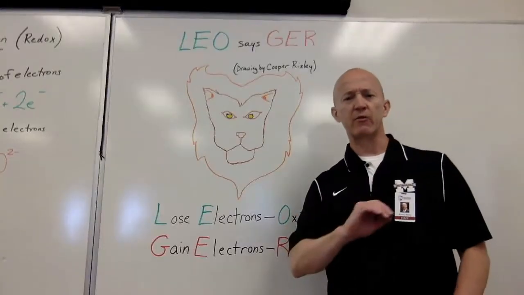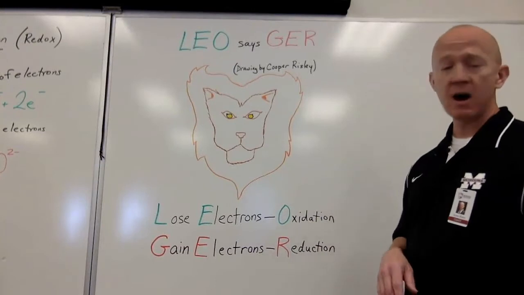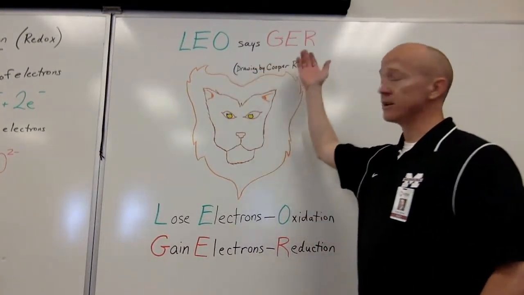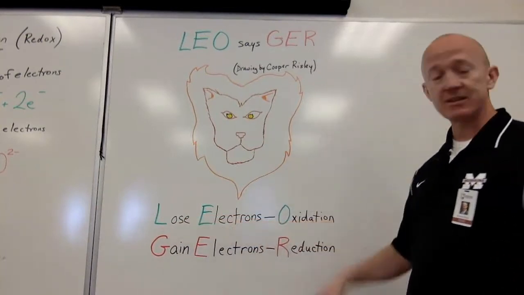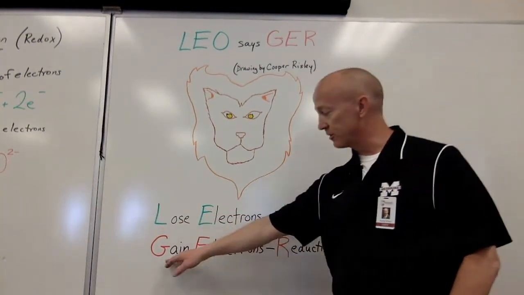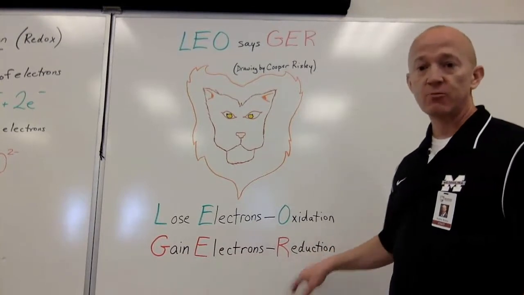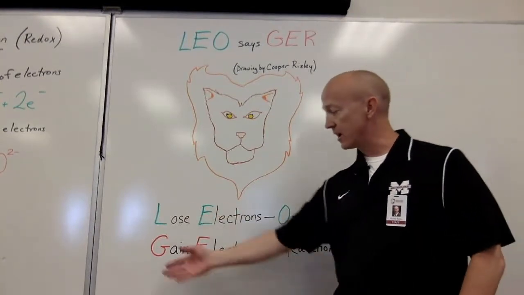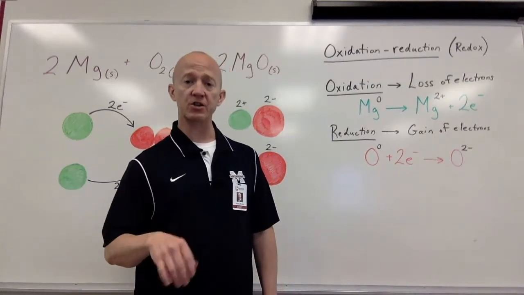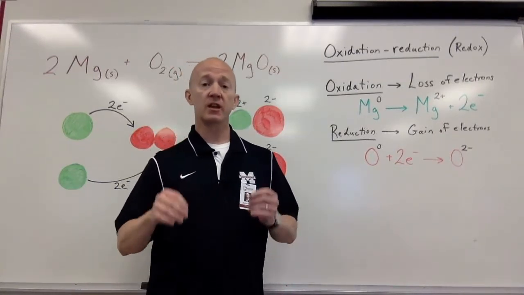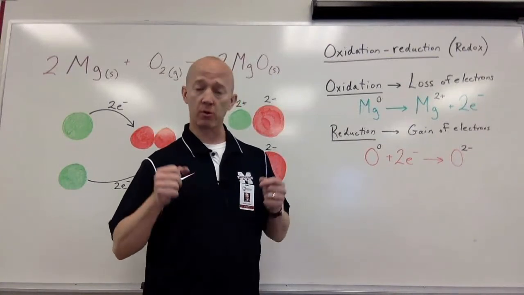Now here's a good way of remembering which is which. A mnemonic that I like to call LEO says GER. If you lose electrons, that's oxidation. If you gain electrons, that's reduction. LEO says GER.